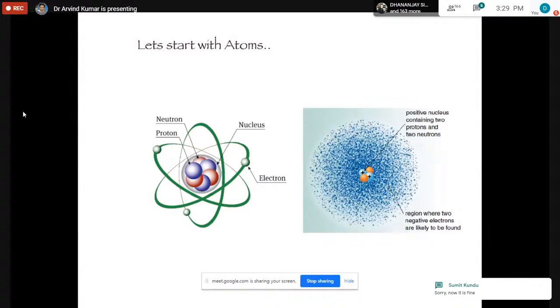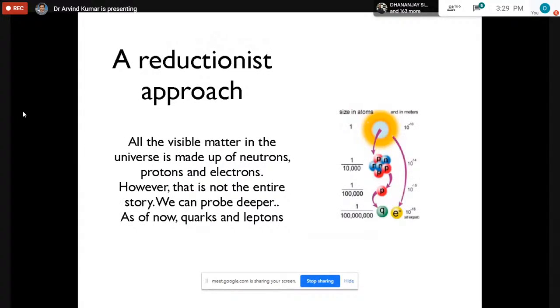The next slide. The nucleus contains neutrons and protons, but let's just have some sort of a size picture. I think you can see these numbers. Say, for example, the atom is about 10 to the power minus 10 meters, whereas the nucleus is about a Fermi. The proton is also roughly of the same order, and then the quarks, which are constituent particles of a proton, are of the order of, say, 100 times smaller than a proton.